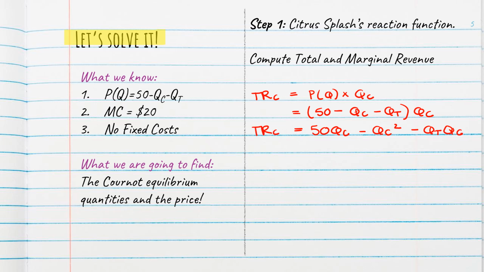Now we're going to find marginal revenue. The marginal revenue for Citrus Splash is the partial derivative of Citrus Splash's total revenue with respect to QC. We are looking at how their revenue changes as they increase their own output, holding the output of their competitor constant, which is why we need a partial derivative. What is this partial derivative? It can be helpful to identify the terms with QC in them. They all have a QC in them. So the marginal revenue will be 50 minus 2QC minus QT.